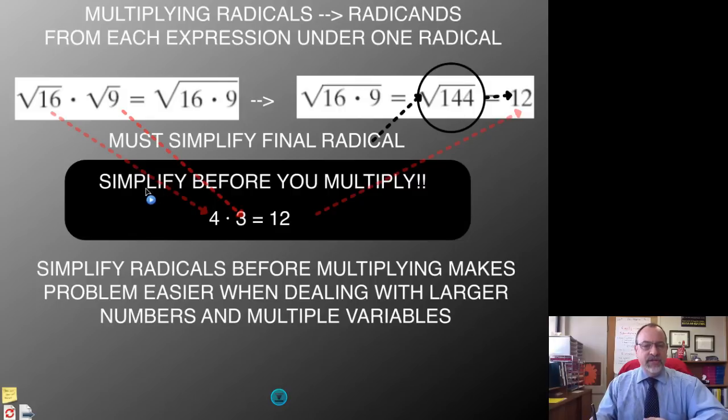So I think it's easier to simplify before you multiply, and you're going to hear me say that a lot. Simplify before you multiply. You can save yourself some headaches, and you can work with some smaller numbers, which are obviously easier to work with. So let's do an example where we have some numerical and variable radicands together and show you how this works.